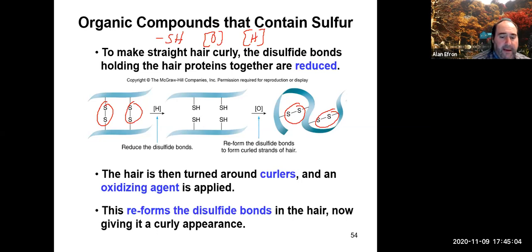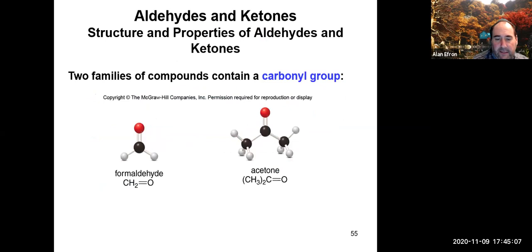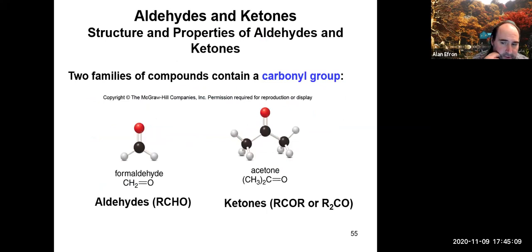Okay, then let's talk about aldehydes and ketones. Two important groups that contain this carbon-oxygen double bond are aldehydes and ketones. Aldehydes have the functional group of a carbon-oxygen double bond and a hydrogen. And ketones, as I've mentioned a few times, have a three-carbon run in a row where the center carbon is the carbonyl carbon, double bonded to the oxygen.